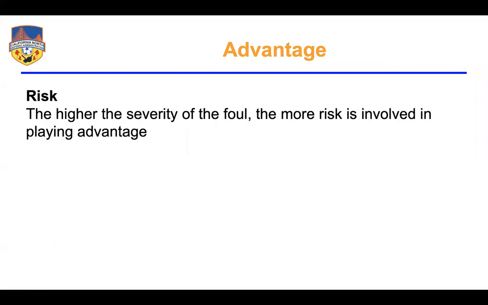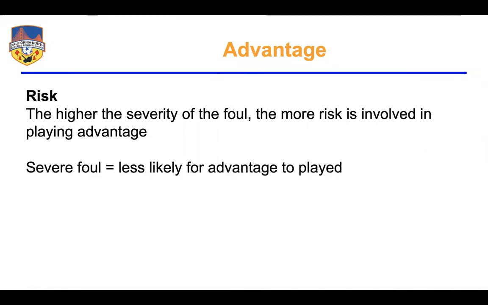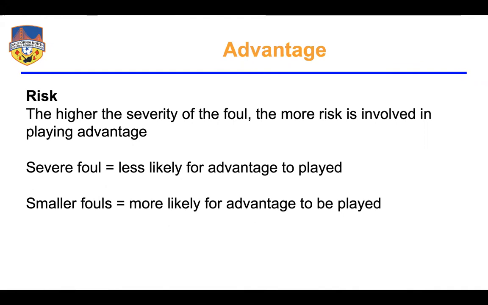So again, when evaluating risk, the big thing we want to think about is the severity of the foul. You might have heard the term trifling before. You may have heard trifling or negligent contact, things like that. If you have trifling contact, minimal contact, that's a kind of low risk foul. The higher the severity of the foul, the more risk there is involved in playing advantage, because you're choosing to let a foul of high severity go without blowing the whistle. So the more severe the foul, the less likely we're going to play advantage. For smaller fouls, it's more likely that an opportunity for advantage exists.